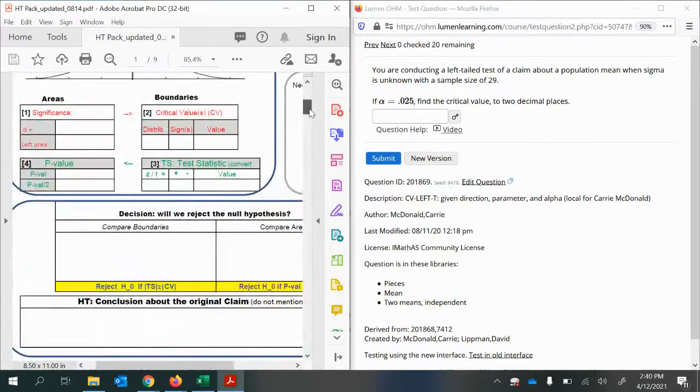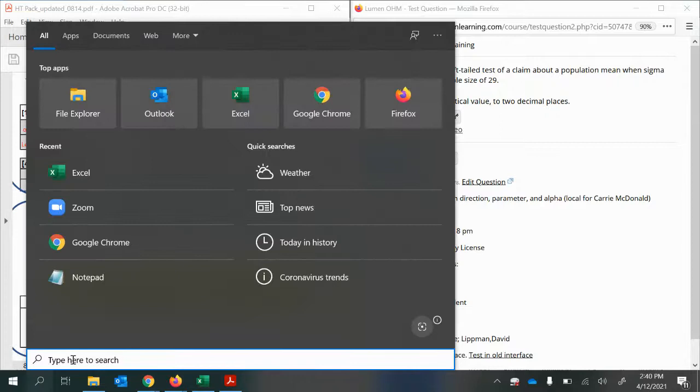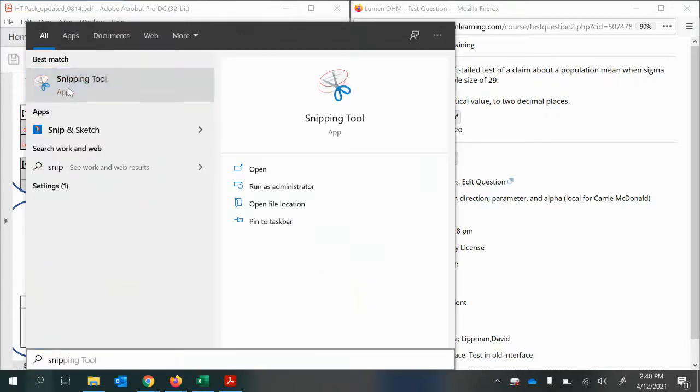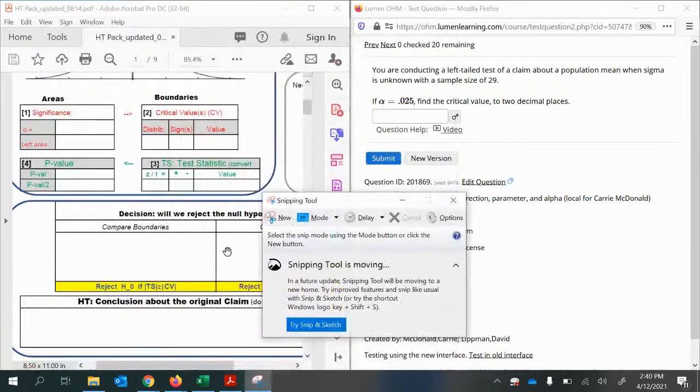But if you're doing a question where that's not told explicitly, you might have to look at how the claim is stated to figure out, go through the process of stating your claim, stating your hypotheses, and then looking at your alternative hypothesis symbol to see if it's left-tailed, right-tailed, or 2-tailed. But since we do know that this is a left-tailed test, then we can go ahead and start figuring out what our critical value is. I'm going to snip this little portion of the form so that we can go through it together.